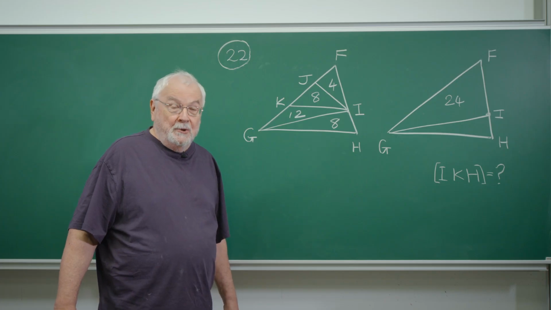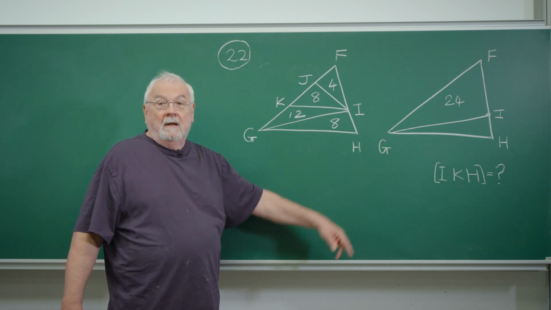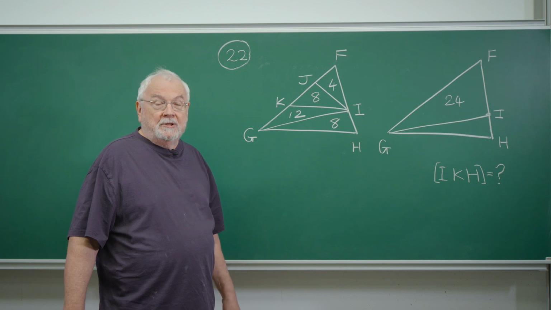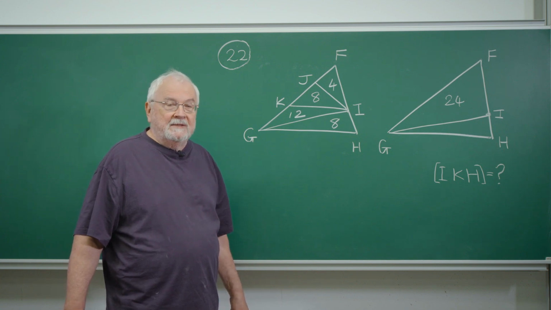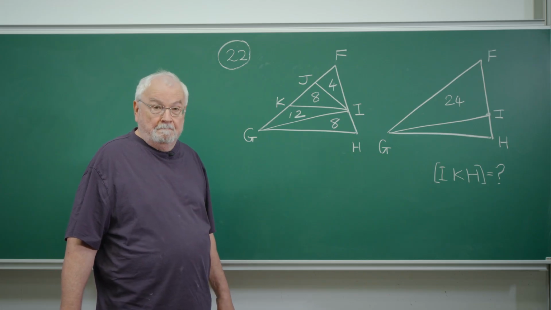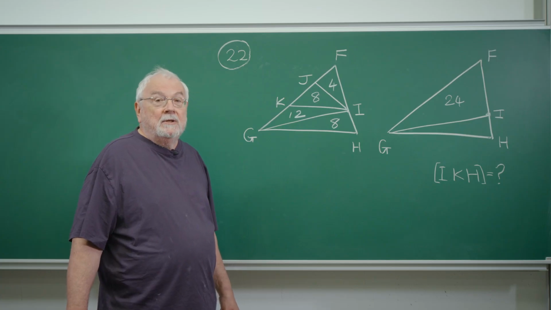In question 22, we're required to find the area of triangle IKH. That square bracket notation is sometimes used to denote the area of a triangle designated by its vertices. The diagram on the left is what we're given, and it contains the names of the points and the areas of the small triangles.